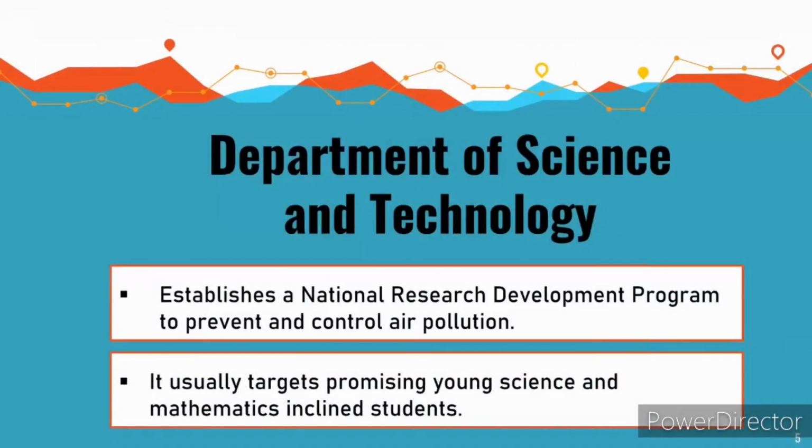Next, we have the Department of Science and Technology. This agency establishes a national research development program to prevent and control air pollution. It usually targets promising young science and mathematics inclined students to bring out their ideas and suggestions through a research paper in fighting against the different issues in our society. Air pollution is one among them.